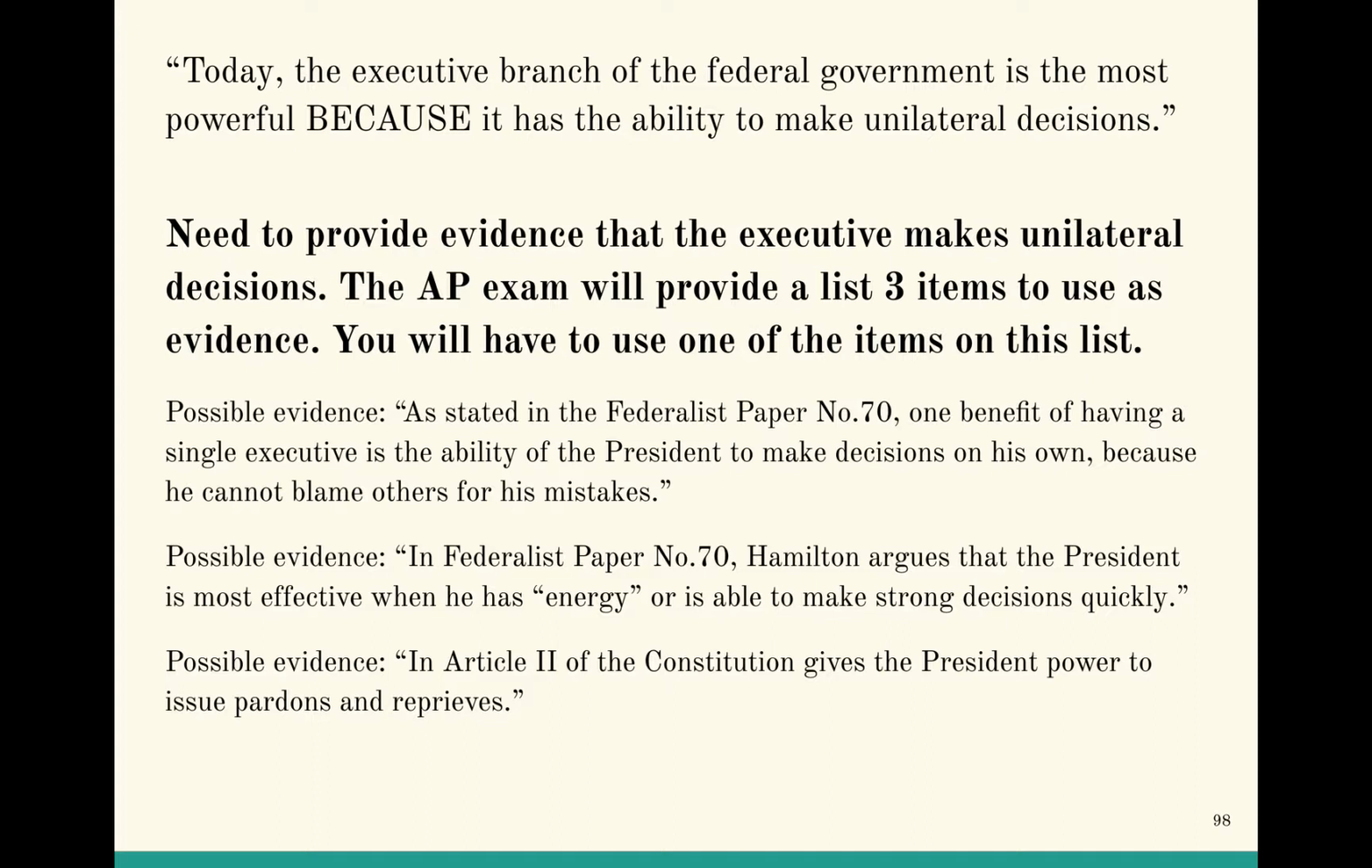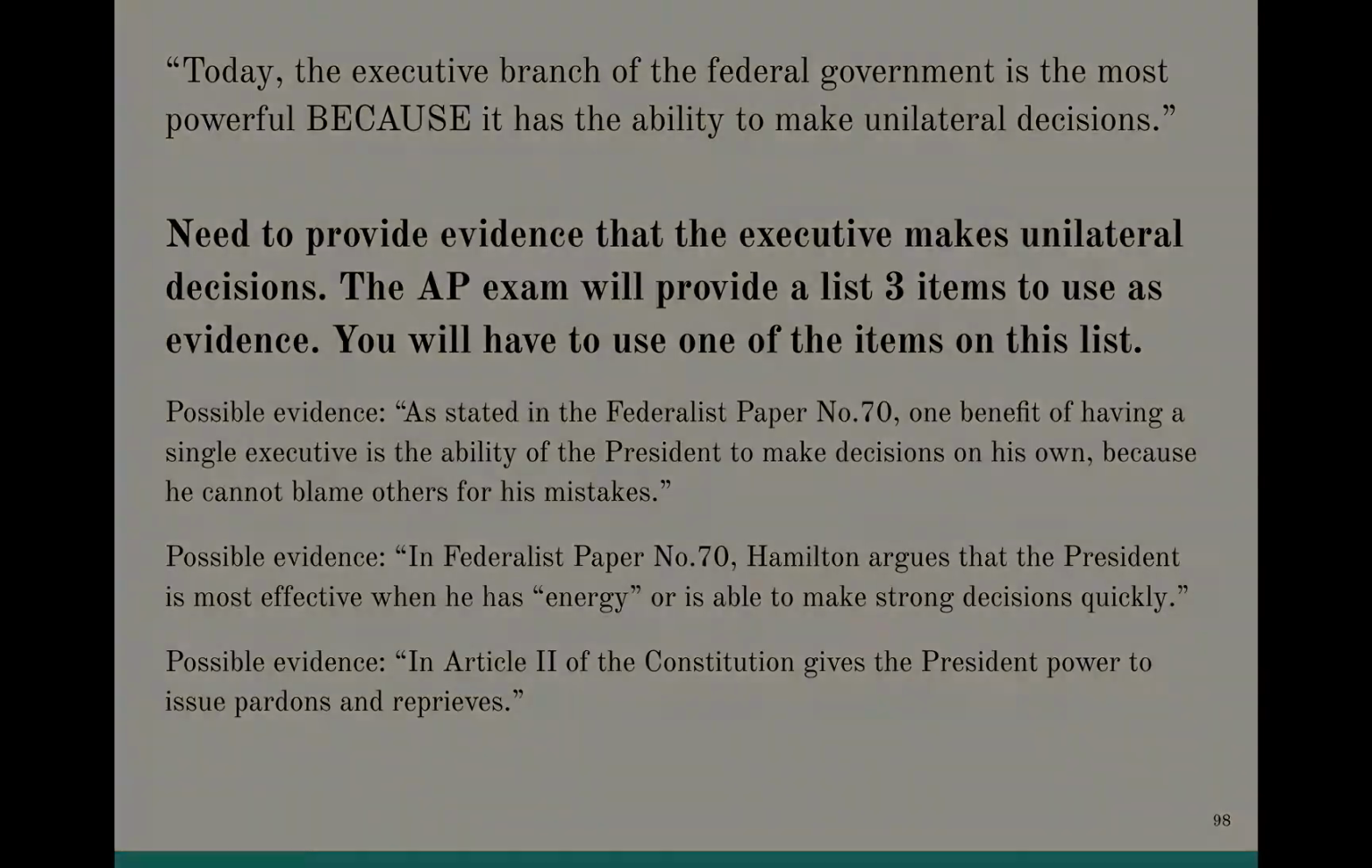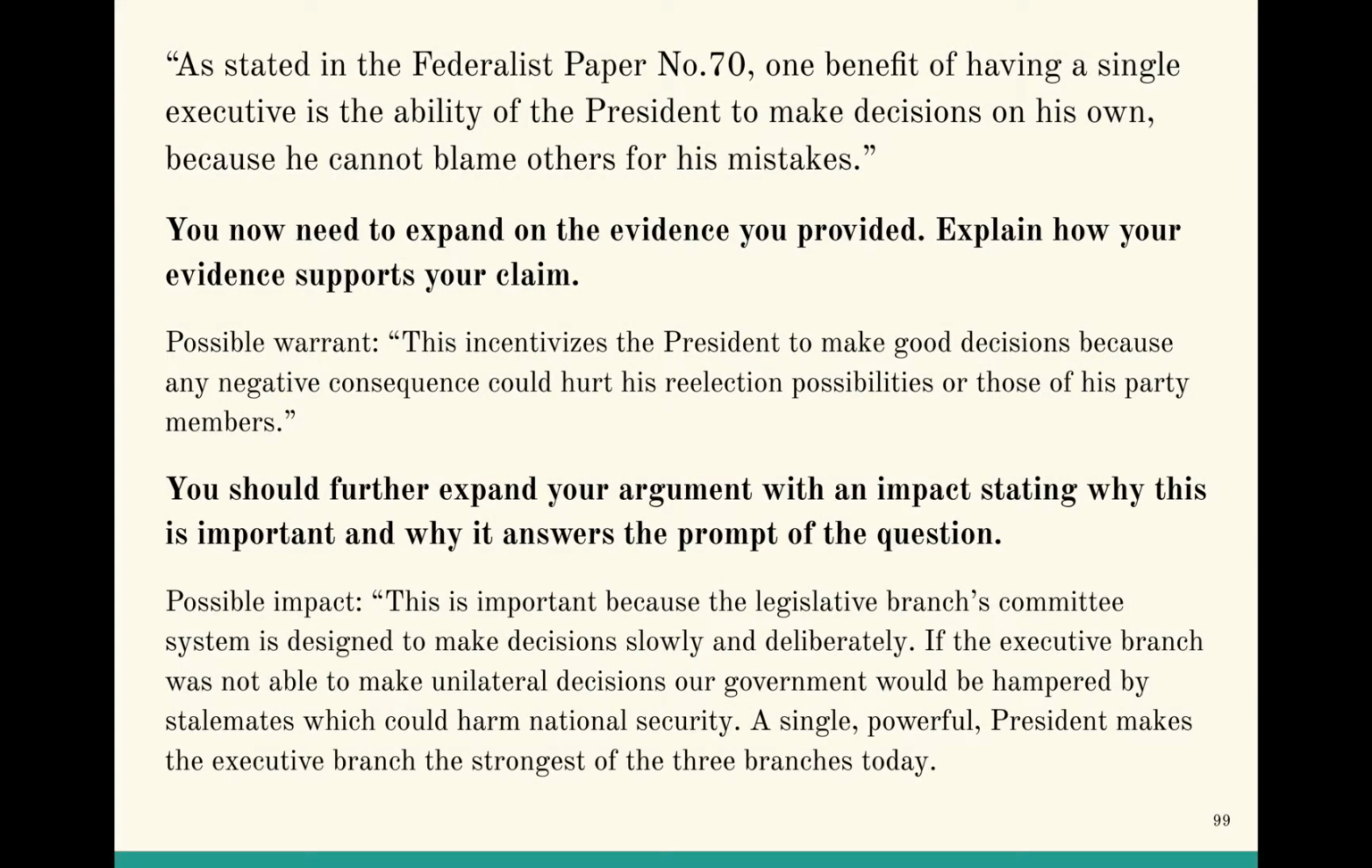The evidence sentence should point out which piece of evidence you're using and kind of explain or define what it is. So let's say we've chosen that first one. So we chose, as stated in the Federalist number 70, a benefit of having a single executive is the ability of the president to make decisions on his own because he cannot blame others for his mistakes.